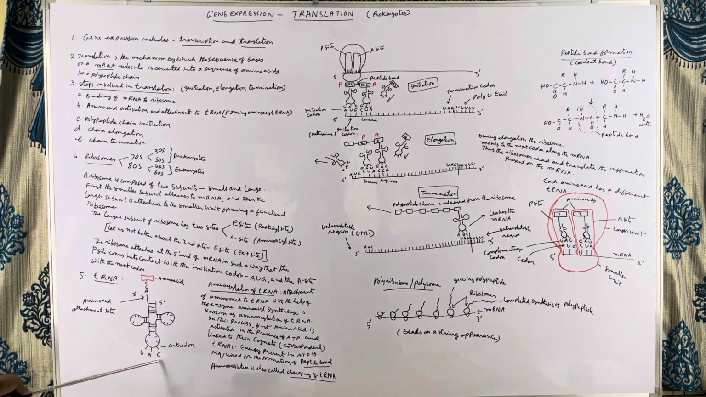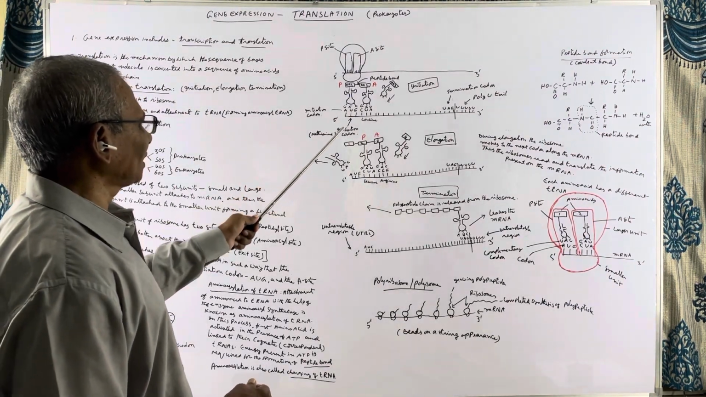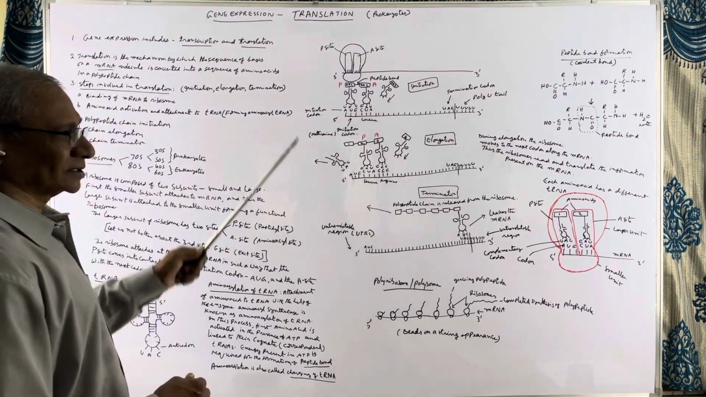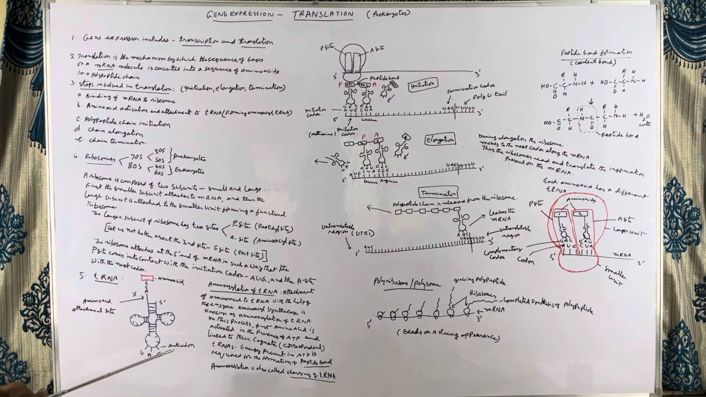So when the anticodon finds a suitable complementary codon, the tRNA gets attached to the mRNA. So complementarity is very important. Then this end, at the 3' end, there is the codon ACC. To this codon, an amino acid is attached. So this end is known as the amino acid attachment site. This is the anticodon end. These two are very important.